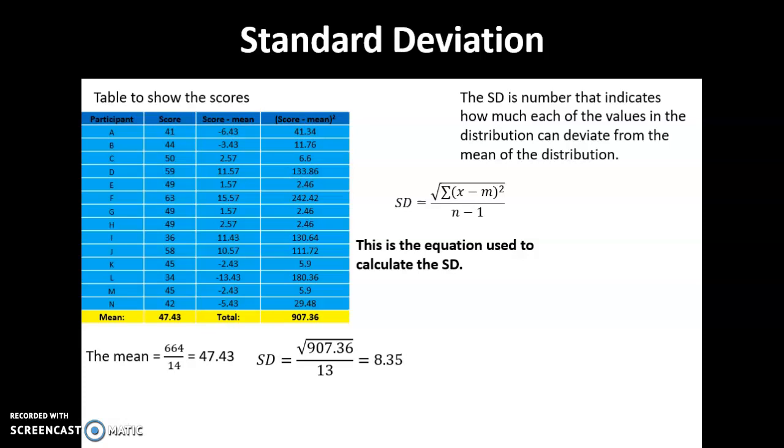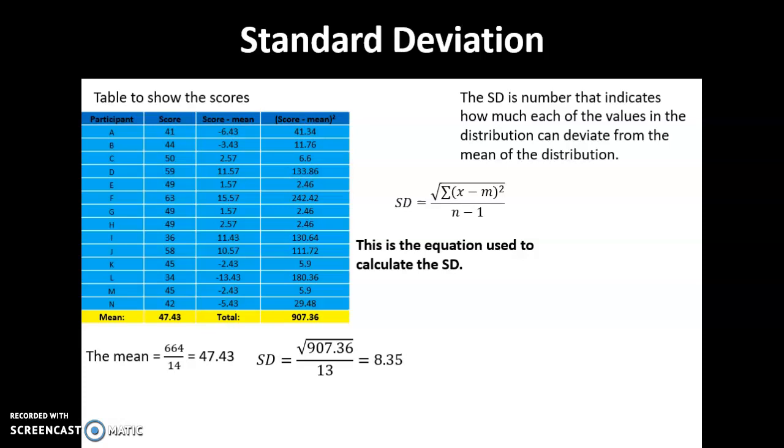The equation used to calculate the standard deviation is: the standard deviation equals the root of the sum of (x minus m) squared, where m is the mean, over n minus 1, where n is the number of values. So the mean is 664 over 14. That's because it's a total of 41 through to 42 all added together. That gives you 664, and then over 14 because of the number of values we have. That gives you 47.43.